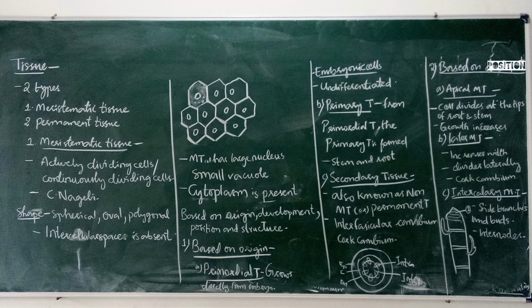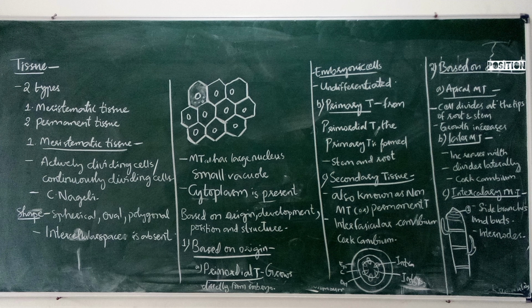Structure of meristematic tissue. The cells in the meristematic tissue are either spherical, oval or polygonal in shape, and in this meristematic tissue intercellular spaces are absent. As you can see on the board, the intercellular spaces are absent. Next, the cell wall is made up of cellulose. A large nucleus is present in the center and vacuoles are present which are very small in size, and it has the capacity for the division of cell.